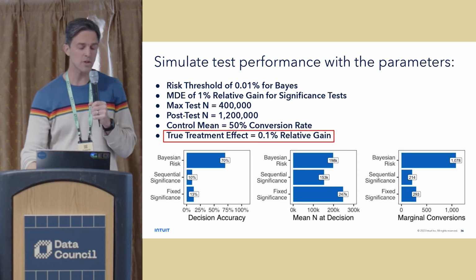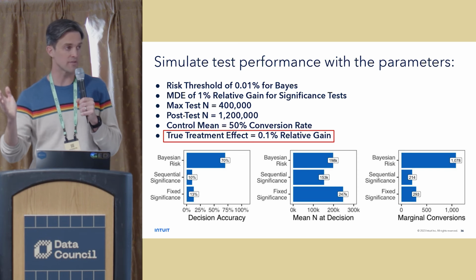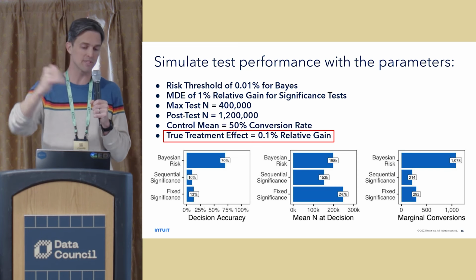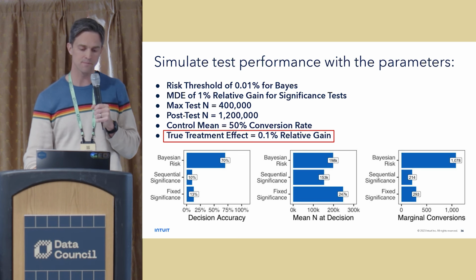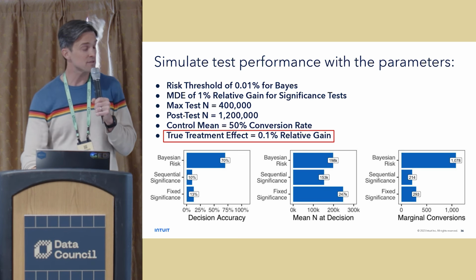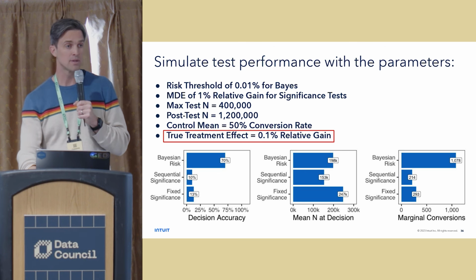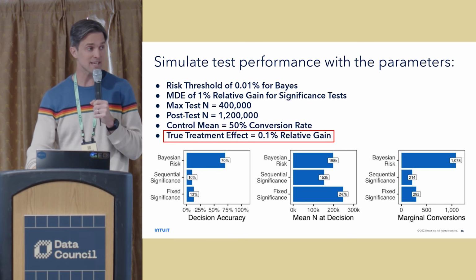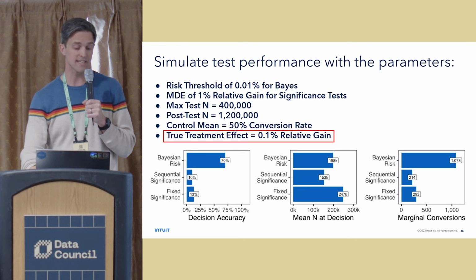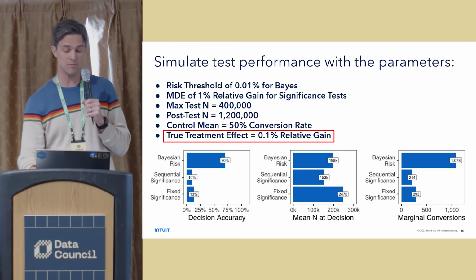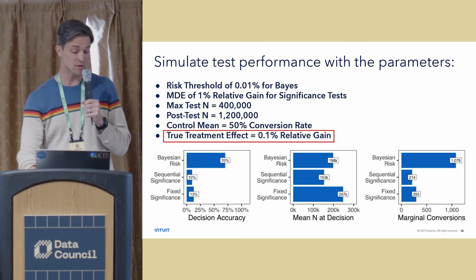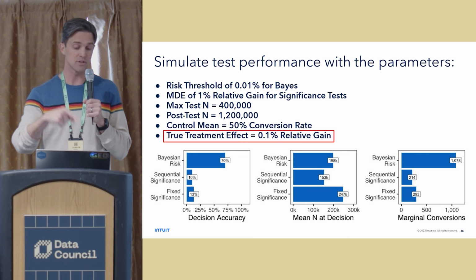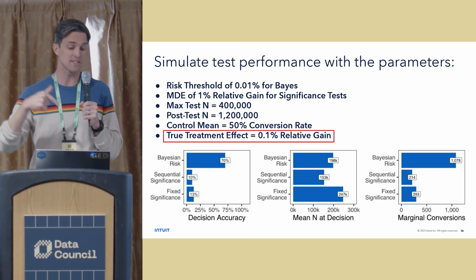Okay, so what happens if we don't have a 1% true effect? We're targeting that, that's the minimum detectable effect, but we've only got a 0.1% lift on our hands. Even in this very small effect scenario, your Bayesian risk test is 70% accurate in detecting that effect, whereas you're only at 10 or 13% for your significance tests. It's taking longer to reach that decision. So the Bayesian risk test is now needing almost 200,000 samples.